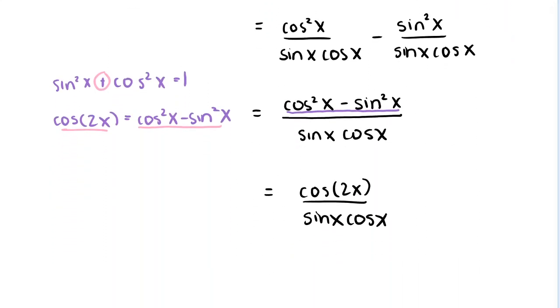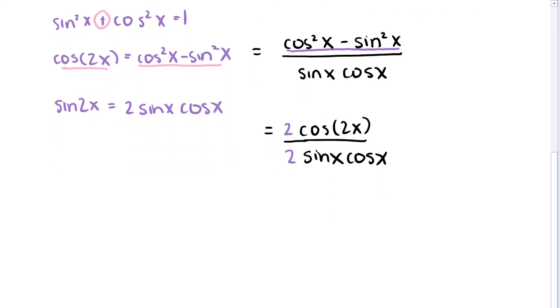And this looks almost like one of the double angle identities for sine, right? So sine of 2x is equal to 2 times sine of x times cosine of x. So we're only missing a factor of 2. And so one thing we can do is multiply the numerator and the denominator by 2 to give us this extra factor. And now we can replace that 2 times sine of x times cosine of x with sine of 2x. So this is 2 cosine of 2x over sine of 2x.